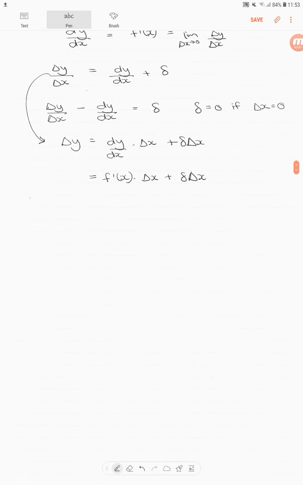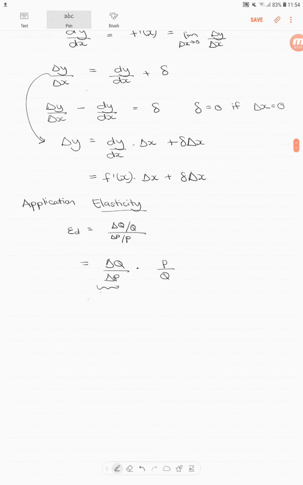An important application of total derivatives is elasticity. We know that the elasticity is equal to the ratio of the change in quantity given a change in price. So if we rearrange this, we have the change in quantity over the change in price times price over quantity. This is our marginal function or our partial differential, and this will be our average function.